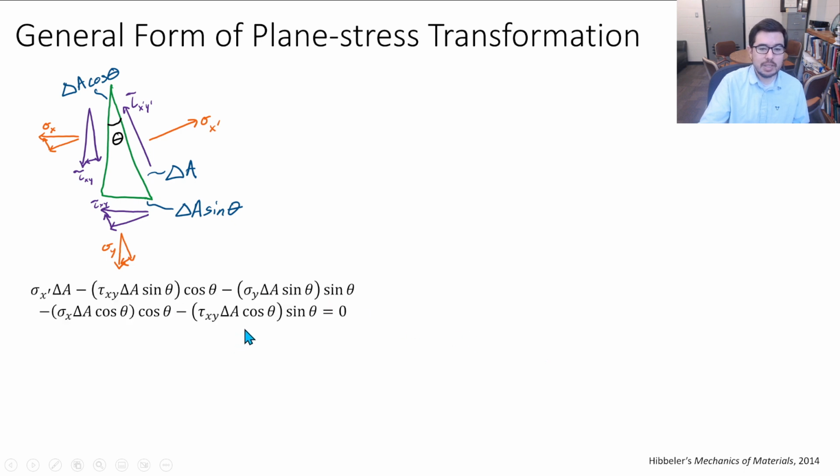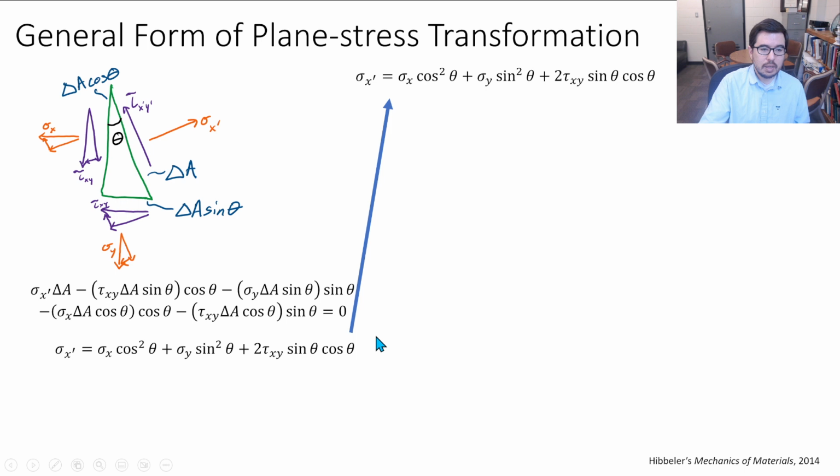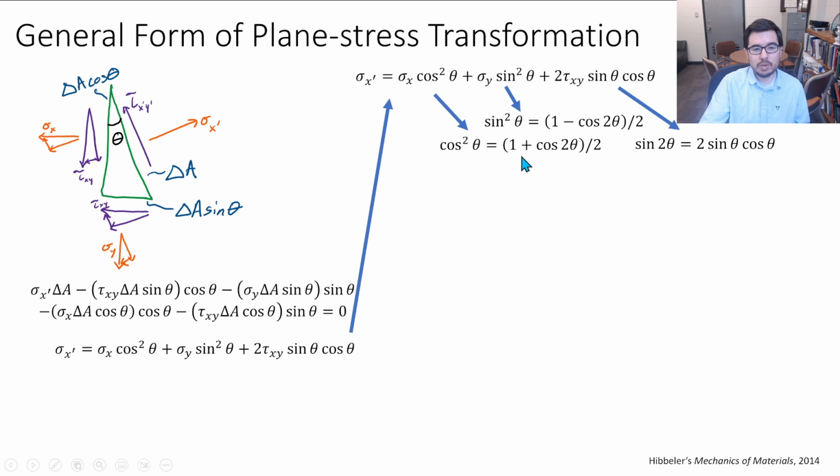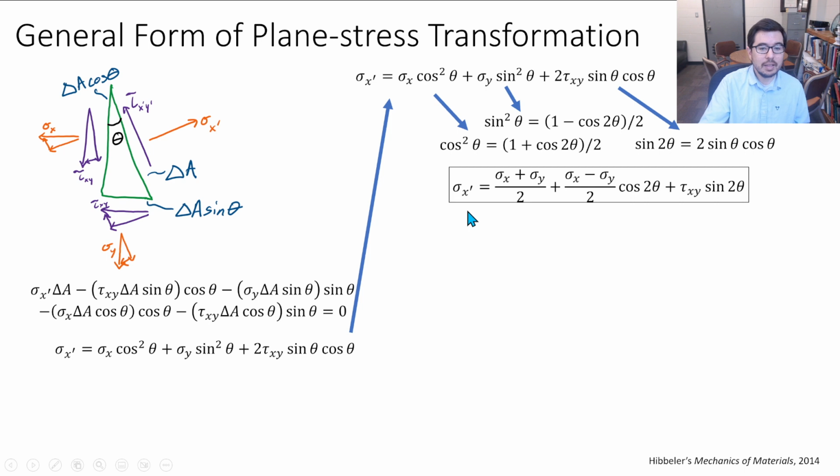This is equilibrium solving for sigma x prime, delta A. Remember we had 5 components that we need to keep track of, and here they are, with 2 shear stresses and 2 normal stresses represented. This can simplify to this equation, which can then be moved up, and viewed with a few more trigonometric identities to get this equation.